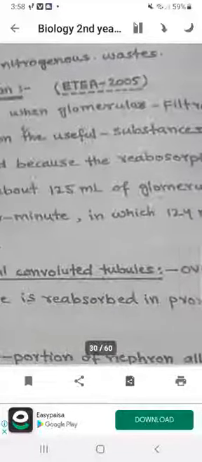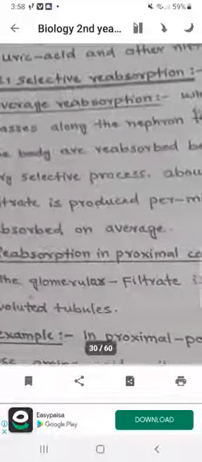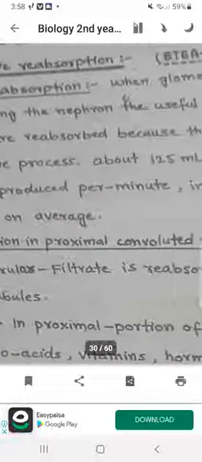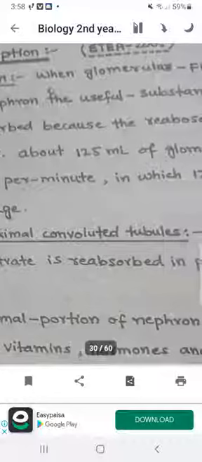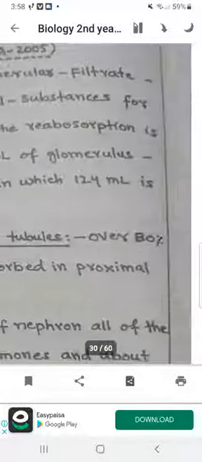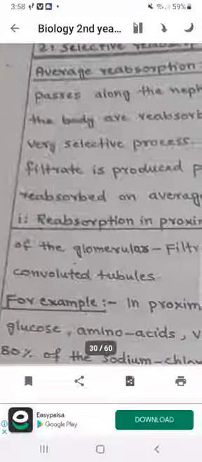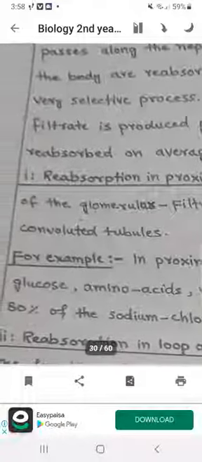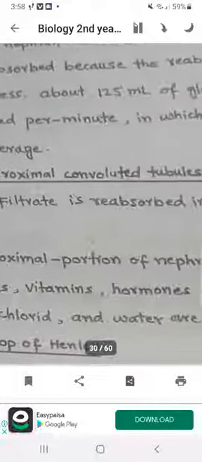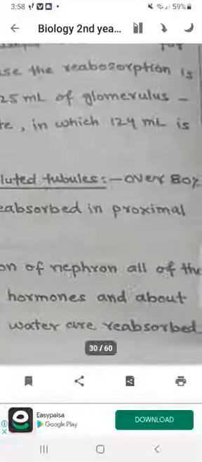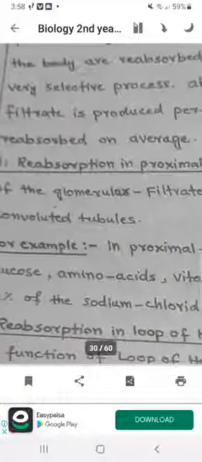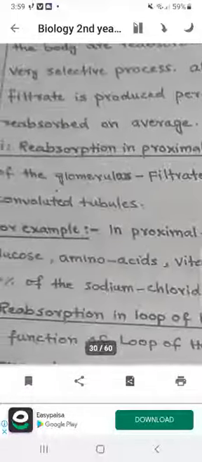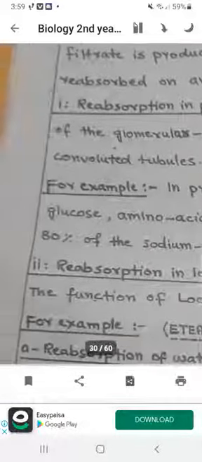When glomerular filtrate passes along the nephron, the useful substances for the body are reabsorbed. Because reabsorption is a very selective process, about 125 ml of glomerular filtrate is produced per minute, of which 124 ml is reabsorbed on average.